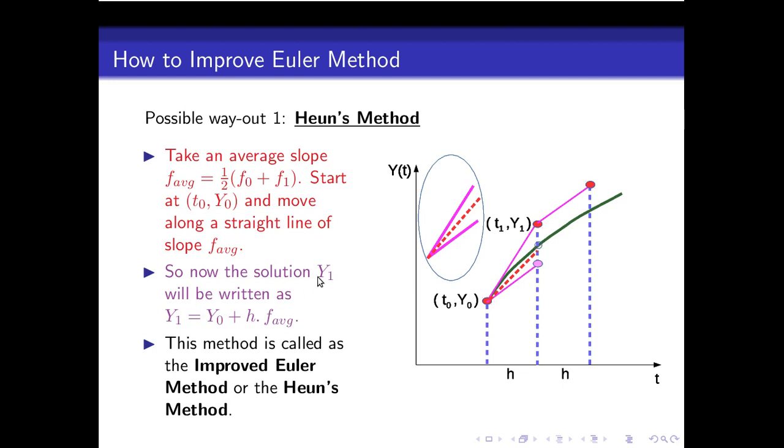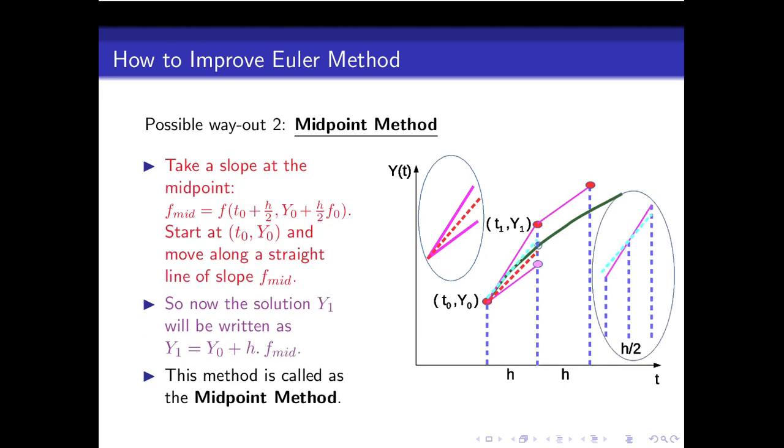So now the solution y1 will be written as y1 is equal to y0 plus h into f average. What is f average? It is nothing but half of f0 plus f1. So we start at t0, y0 and move along a straight line which has slope f average, and reach here. This will be our y1. This method is called the improved Euler method or Heun's method.